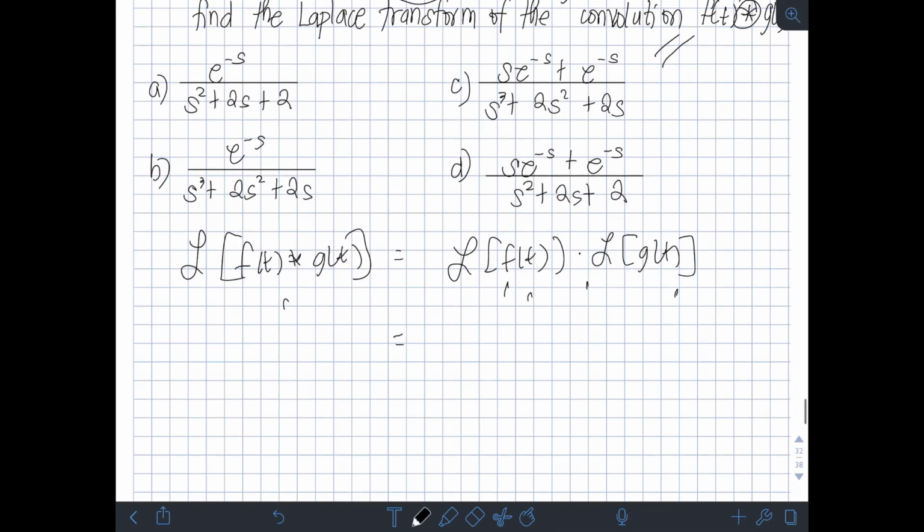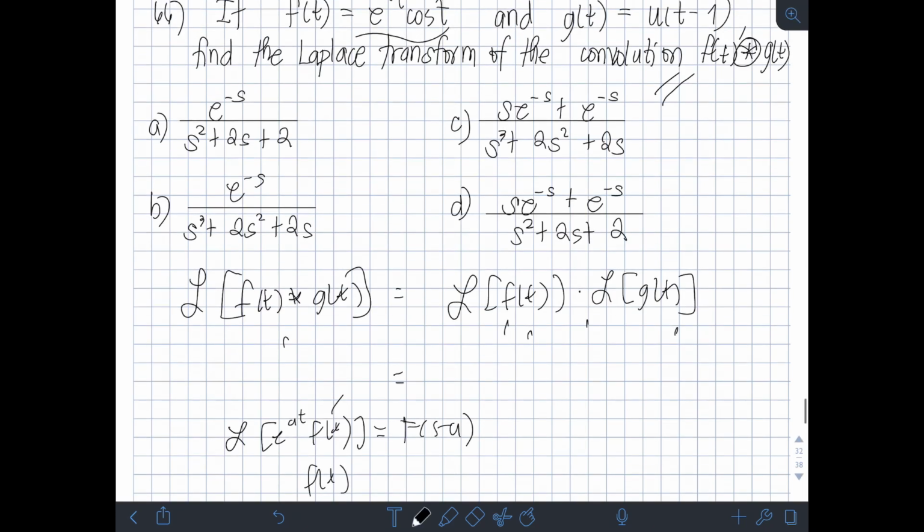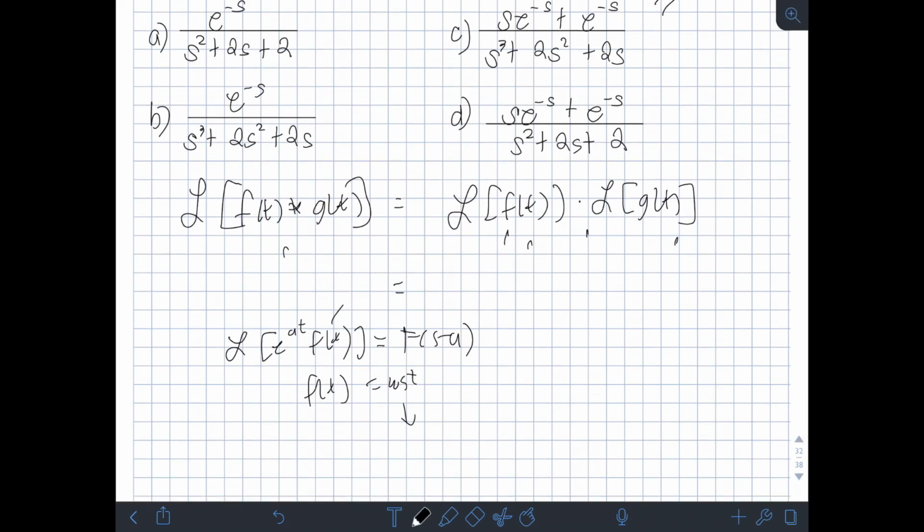So, apply natin dito yung shifting property. Yung Laplace transform ng e raised to at f of t is equal to F of s minus a. Where yung f of t natin is itong cosine t. So, shift natin yung Laplace transform nitong cosine t sa a units. So, hanapin muna natin yung Laplace transform ng cosine t, which is, di ba na yun, s over s squared plus a squared, a natin dito is 1, so 1 squared. So, parang s over s squared plus 1.